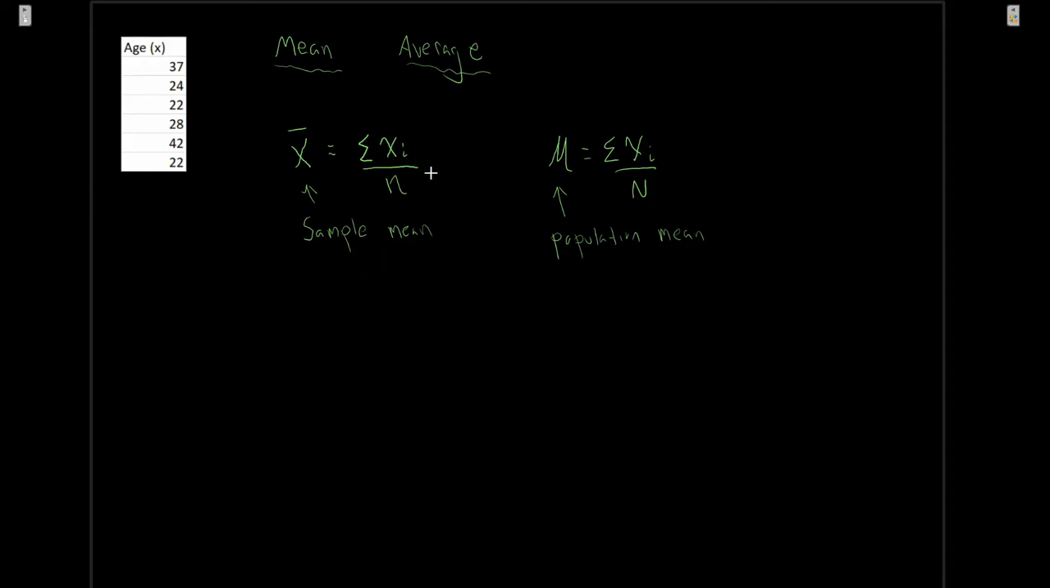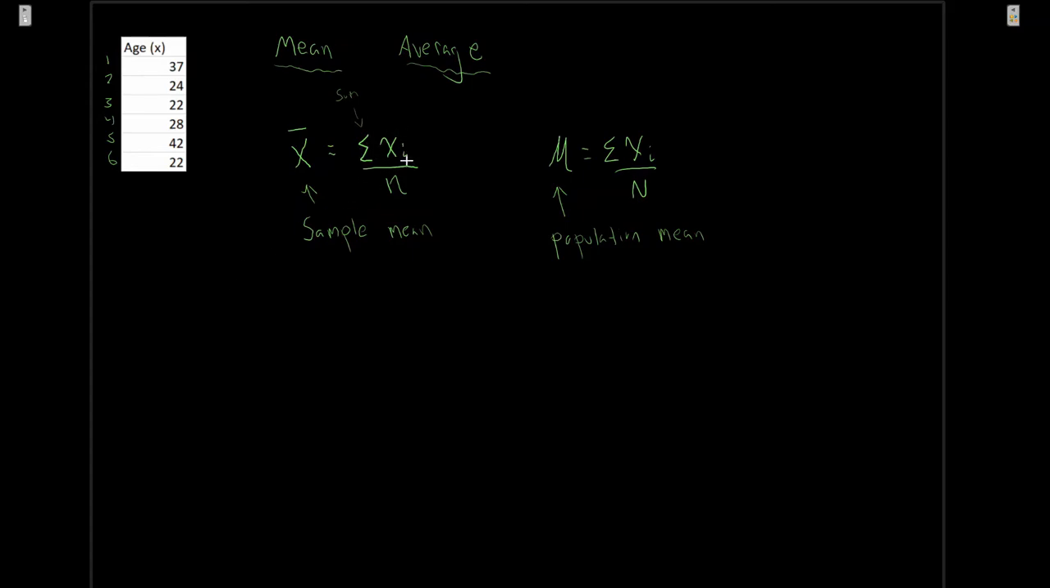Okay, let's get into the functions themselves. What's going on here? We have this weird little squiggly E. This is the capital Greek letter sigma. This just means the summation. So I want to sum my values of X, and this i just means my observation number, so observation number 1, 2, 3, 4, 5, and 6.